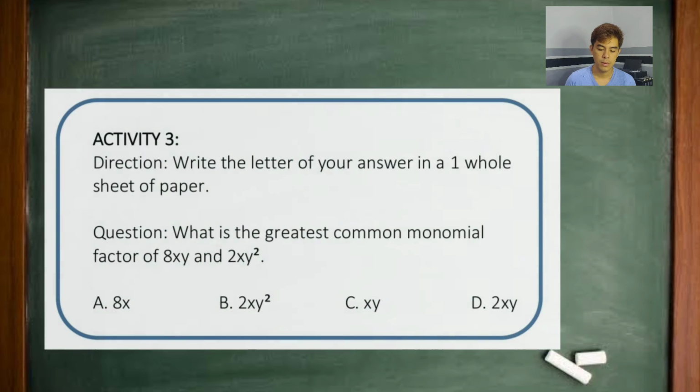Okay, gawin natin activity 3. Sabi dyan, hanapin daw ang greatest common monomial factor ng 8xy and 2xy squared. Madali lang naman yan. Hanapin lang ang GCF ng numbers and GCF ng ating mga variables and then multiply them together. Then makukuha na natin ang kanilang greatest common monomial factor.